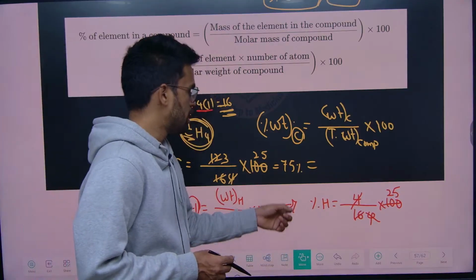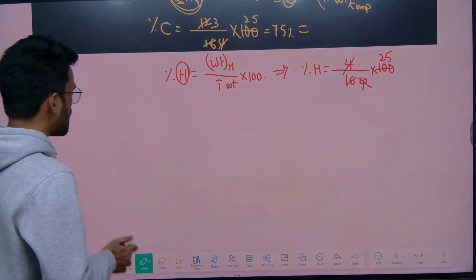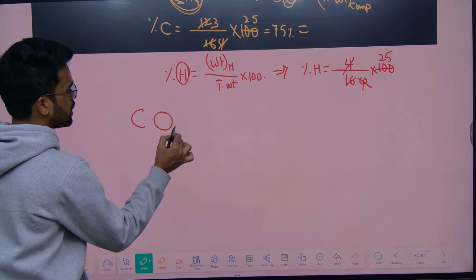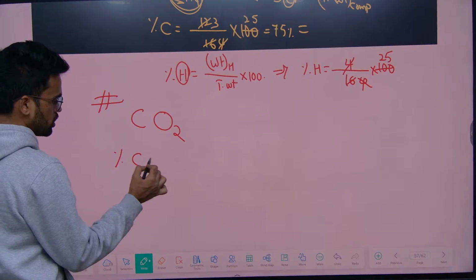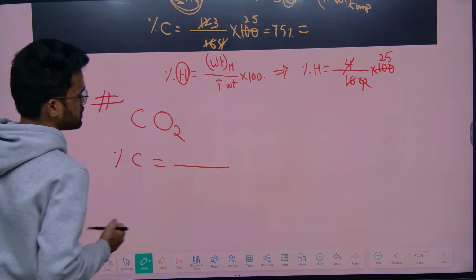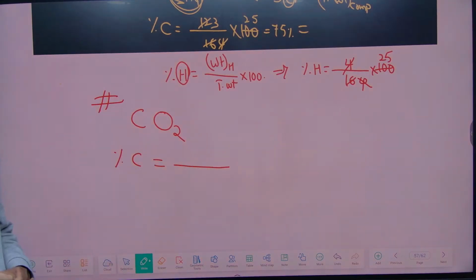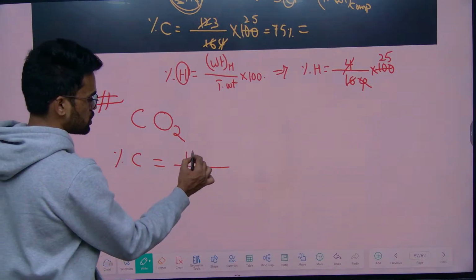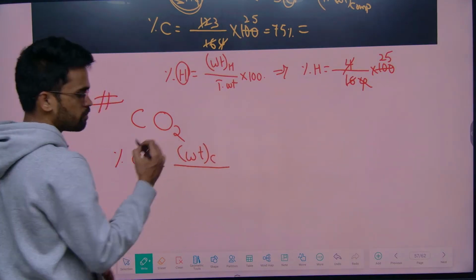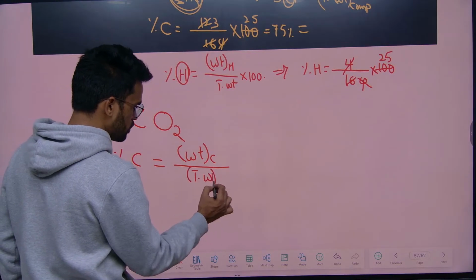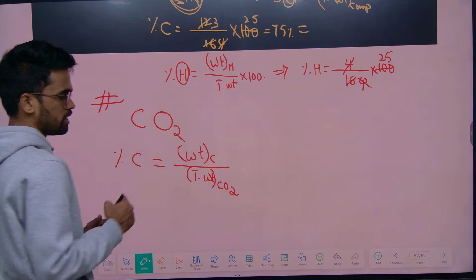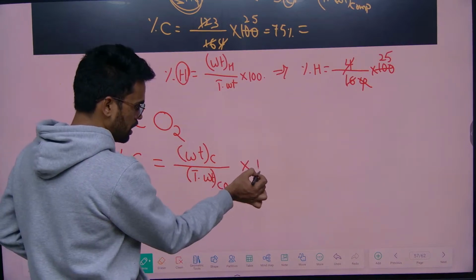Okay, right. Now let us do it for carbon dioxide. Now I am asking what is the percentage composition of carbon. So what you need to take here, percentage composition of carbon means weight of carbon divided by total weight of compound. What is the total weight of compound? You take in the denominator, multiply that with 100.